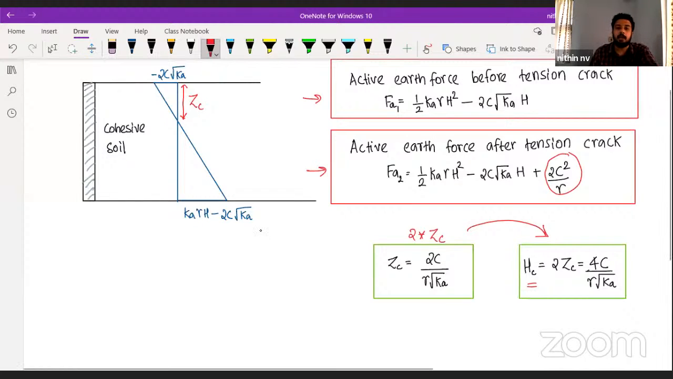We have to properly check the difference between this depth of excavation and the depth of excavation we studied before for no heaving. In part 2 we studied this: without any lateral support, how much depth we can excavate in a cohesive soil. We have to take 2 times the critical depth, the depth of tension crack.